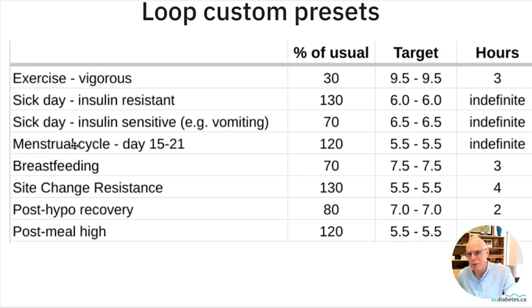For the week before the period, the menstrual cycle, we have a preset for 120%, we have a 70% for breastfeeding. We'll show that in one of our examples. And then site change resistance 130. If you've had some lows and you want to get the system to give you less insulin, you would activate this one at 80%. Now, you could customize it further to whatever you wanted, and so on with post-meal highs.